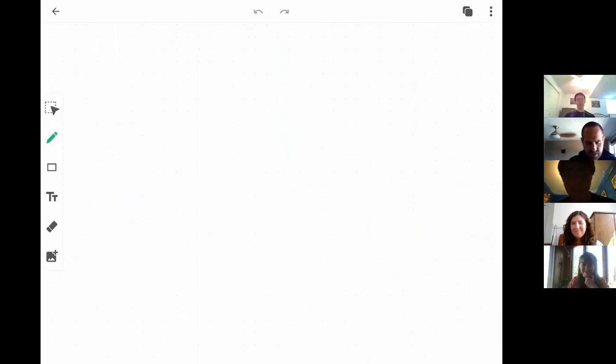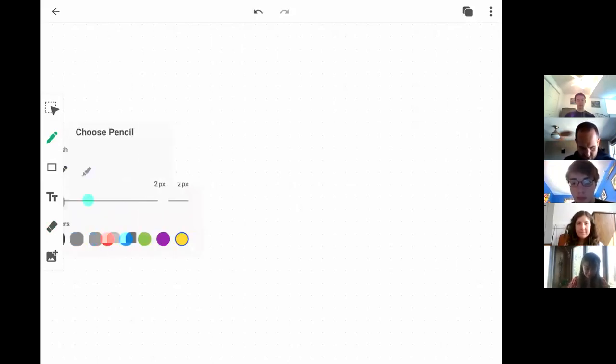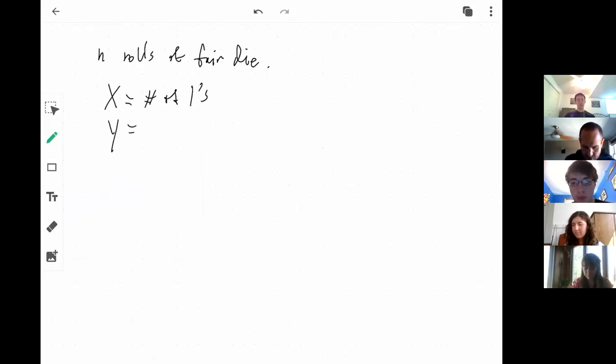So X. Okay, so we have n rolls of a fair die. Oops, let me not use that color. That's a little hard to see. So n rolls of a fair die. X is equal to the number of ones. Y is equal to the number of twos.